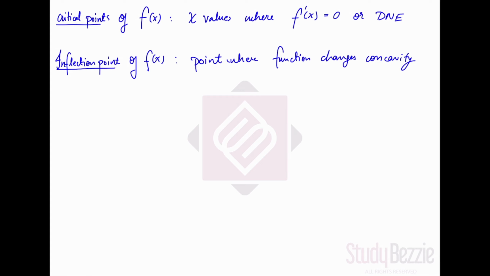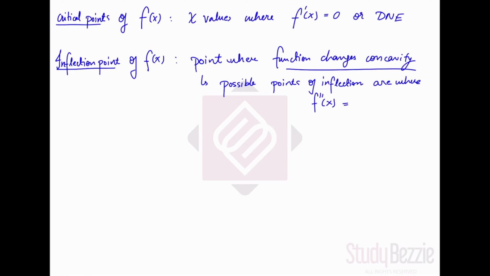You have to understand how they're defined and different. Most of you already know that you might just substitute f double prime of x as 0 and find those x values to find the inflection points, but the inflection point is specifically a point where the function changes concavity. So, adding on to that, possible points of inflection are where the second derivative of the function is 0.